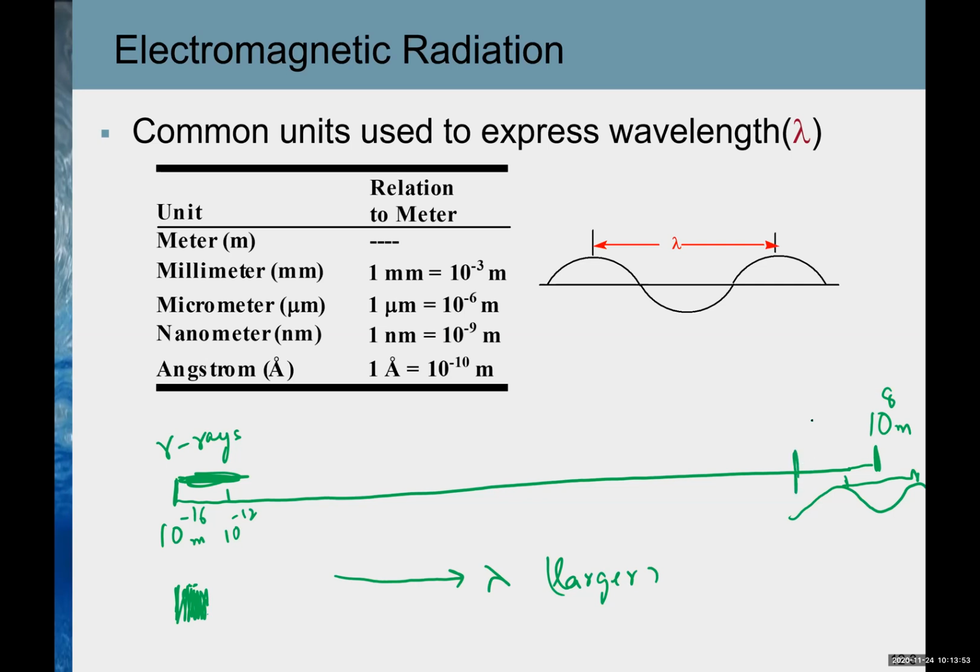We don't have to remember the numbers. Just remember the largest wavelength waves are radio waves. Smallest ones are gamma rays. So we don't have to remember the wavelength numbers, just remember the order. After gamma rays, we have X-rays. After X-rays, does anyone remember what comes after X-rays? It's UV. After UV, we have visible.